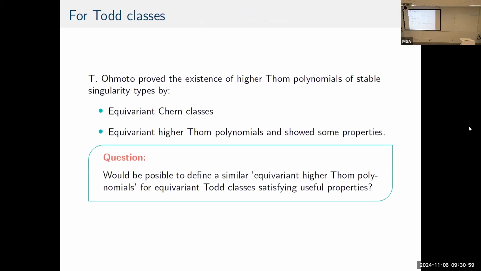Maybe we can ask the expert. Have people studied this before? I think it's not done. Thom polynomial version of top class or something. I didn't find it, so I was also surprised that even in Schubert calculus, it was not studied.